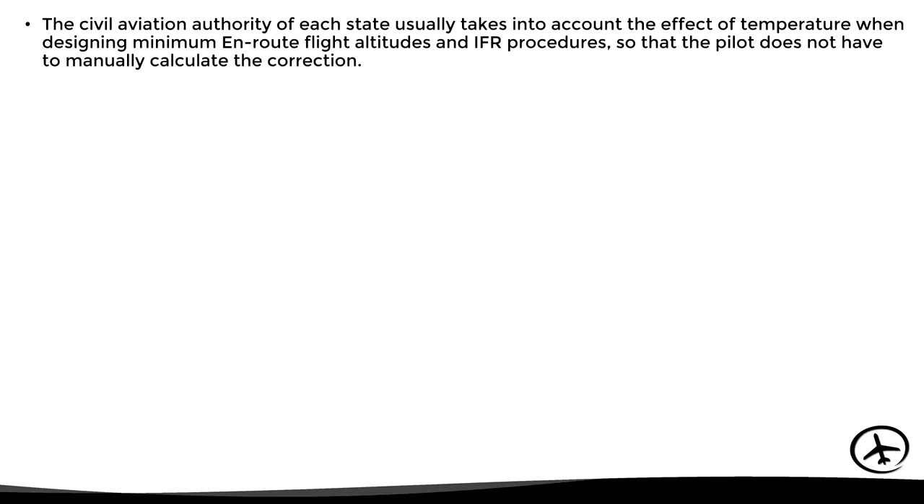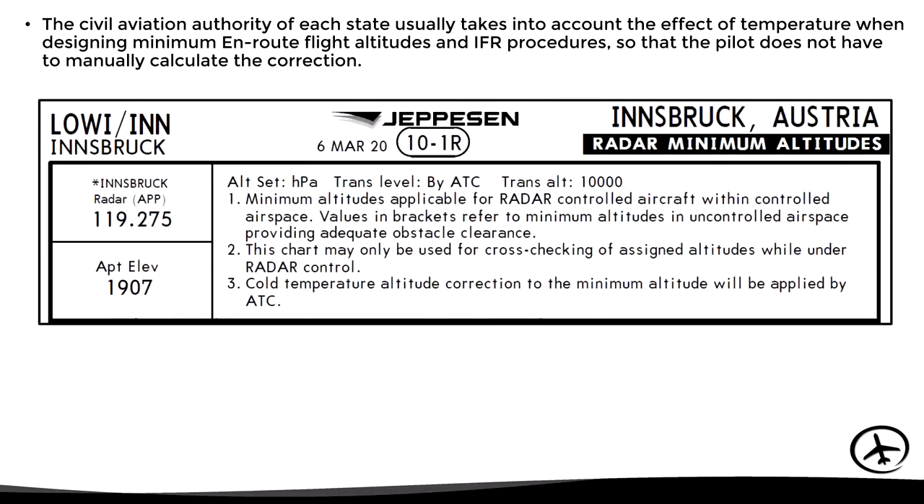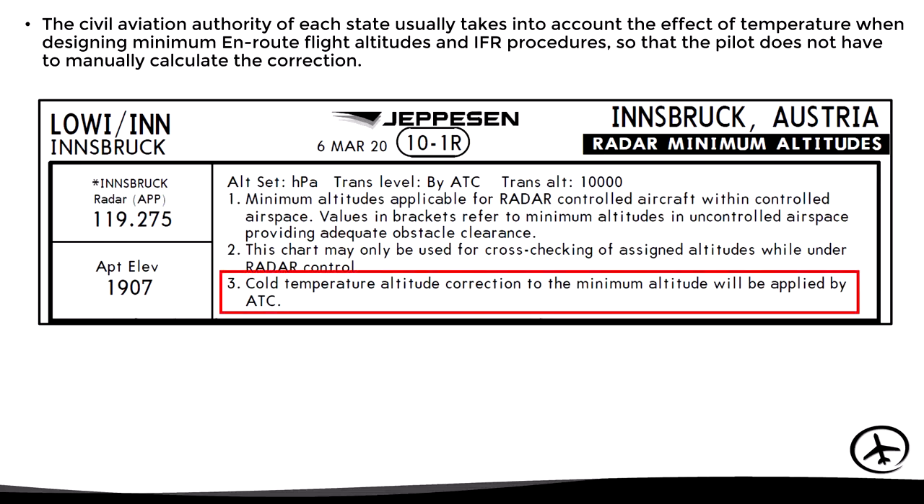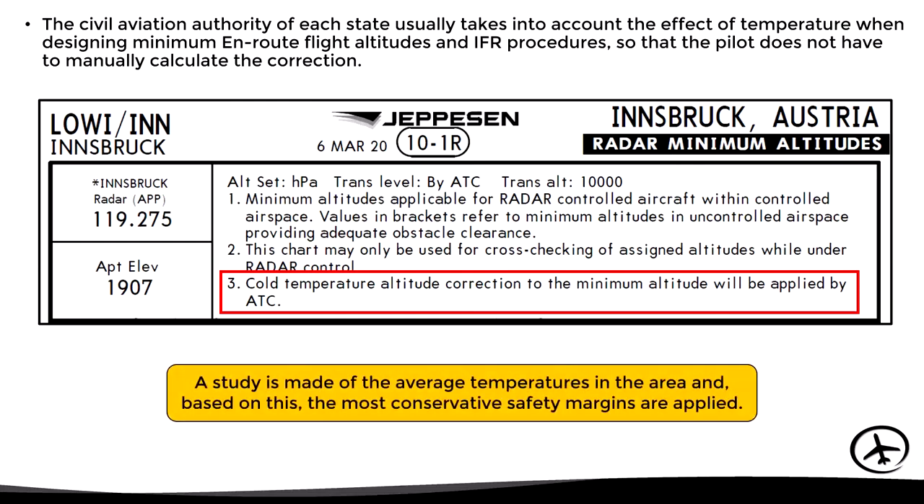On the other hand, the Civil Aviation Authority of each state usually takes into account the effect of temperature when establishing minimum flight altitudes so that the pilot does not have to manually calculate the correction. Here we can see an example of this. This is a radar minimum altitudes chart for Innsbruck in Austria. As we can see, it says that ATC will apply the cold temperature corrections when necessary, and therefore the pilot doesn't have to worry about it. Normally this is done by making a survey of the average temperatures in the area, and based on this, the most conservative safety margins are applied.